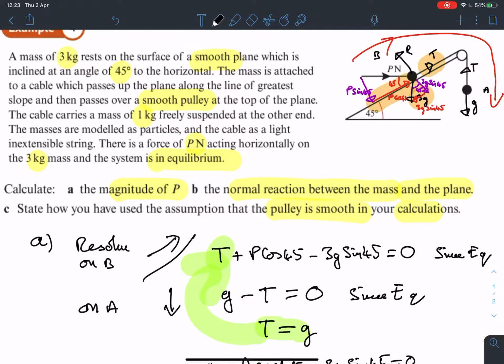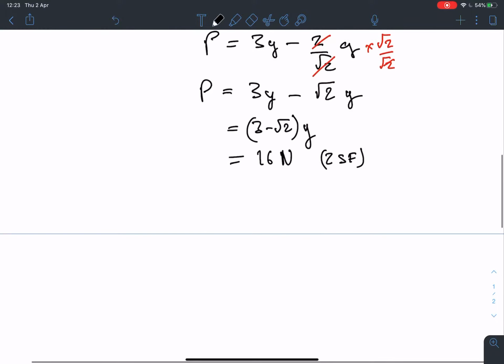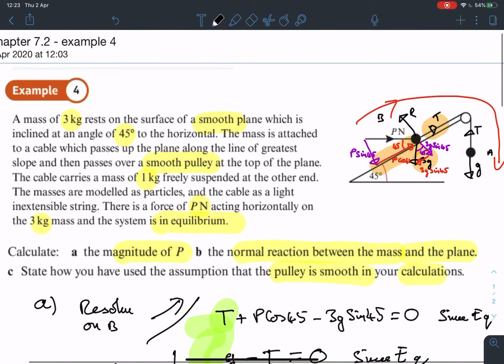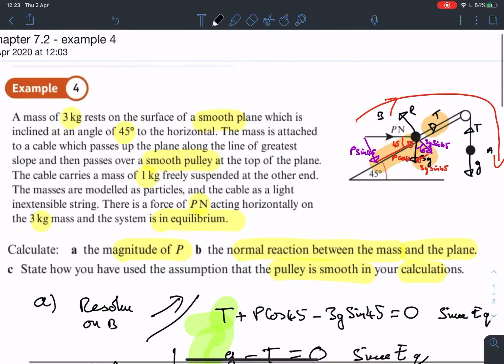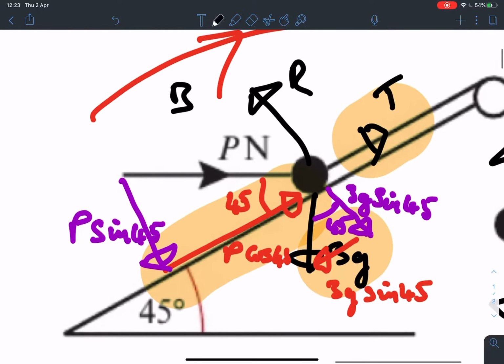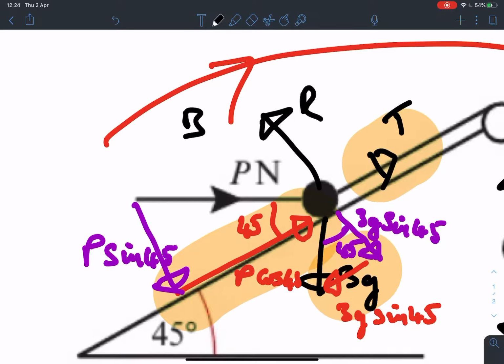Part B says the normal reaction between the mass and the plane. So for part B, we need to resolve perpendicular to our plane. So if we're going to do that, the forces that we're going to want on our diagram perpendicular to the plane on B is going to be there and there. So we've got R minus 3G sine of 45.